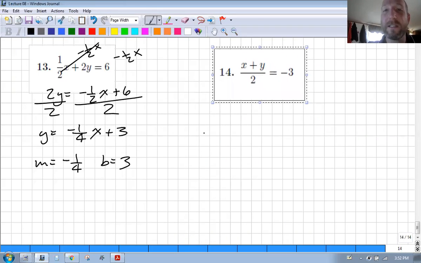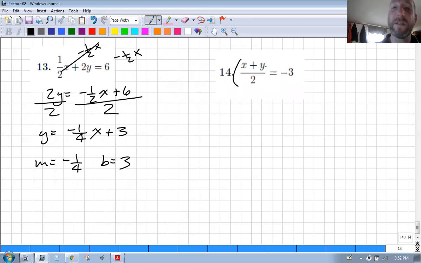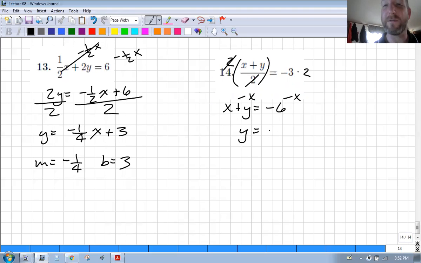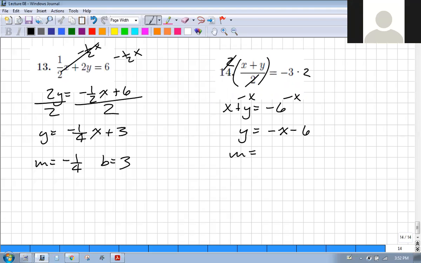Let's see, let's take this guy, let's multiply both sides by 2. So we got x plus y equals -6. Now we can subtract x from both sides. We got y equals -x minus 6. So what is our m here? -1. That's right. And our b is? -6. Very good.